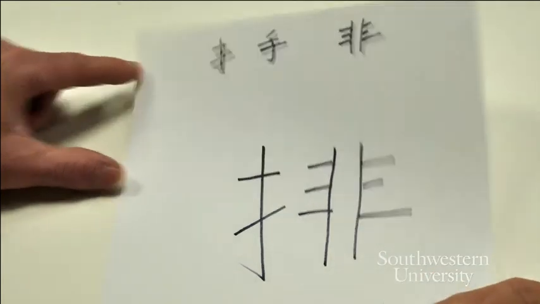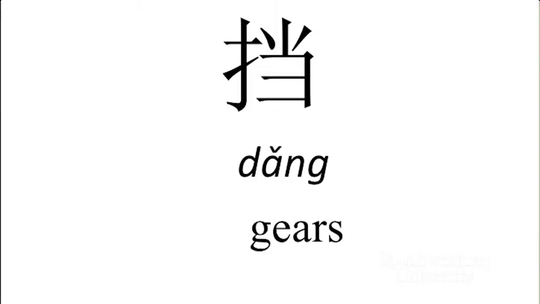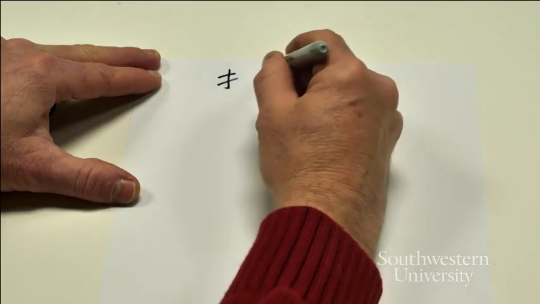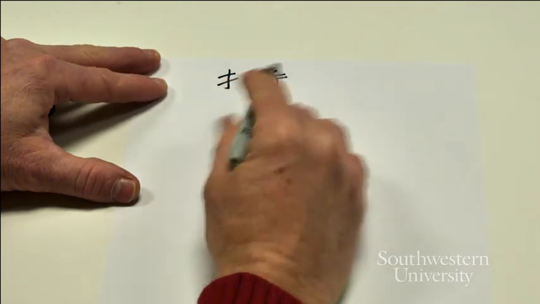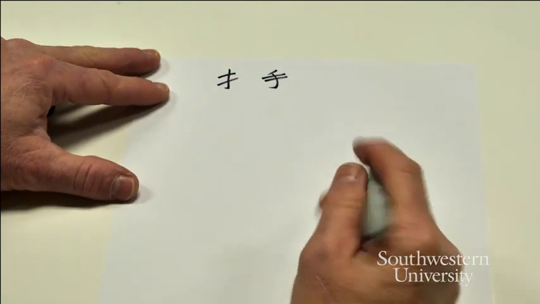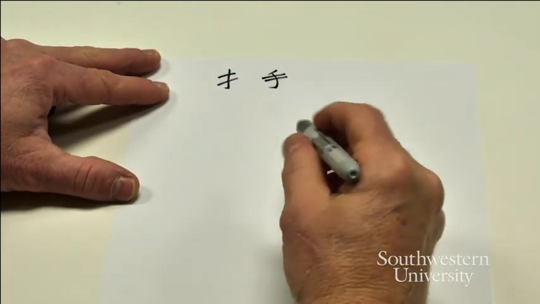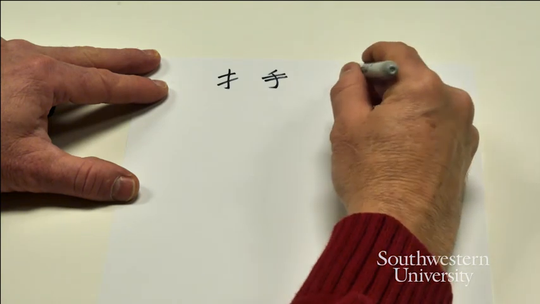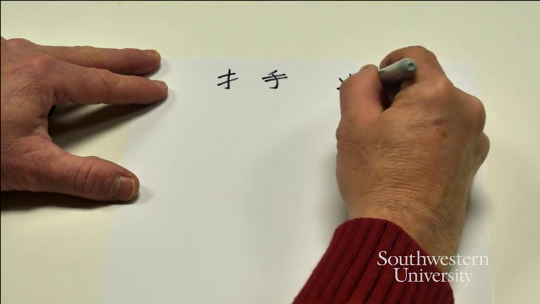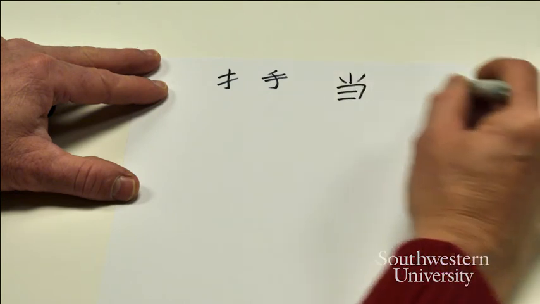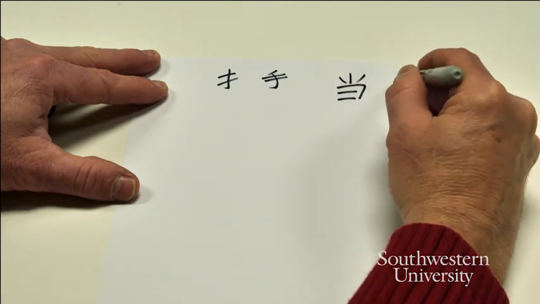I have no idea whether that's the right stroke order right now. The next character, dang, is gears. So we have the hand radical again on this, indicating that you manage the gears, you move them. And dang is the phonetic. Dang originally meant to face someone or something.